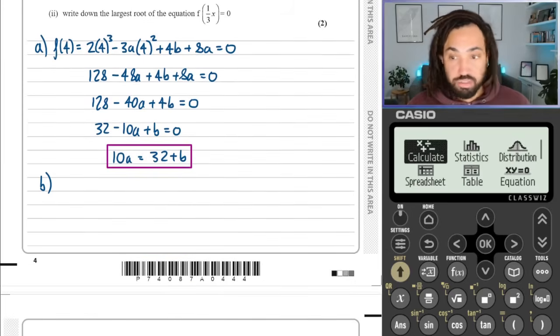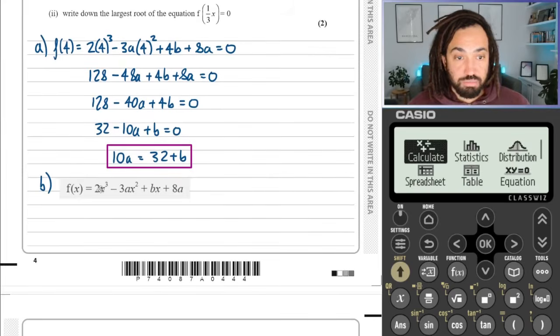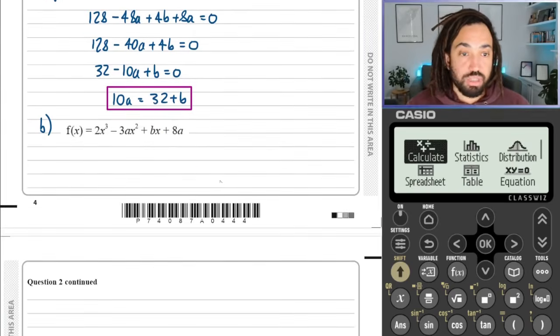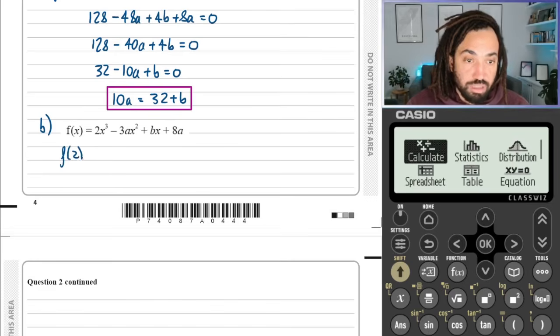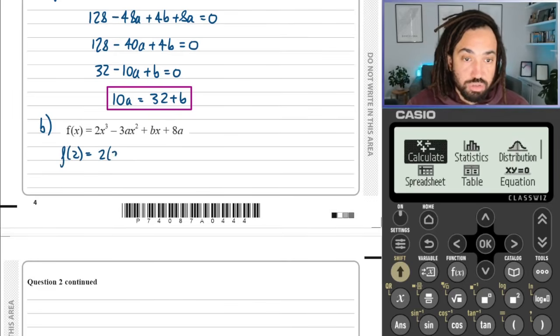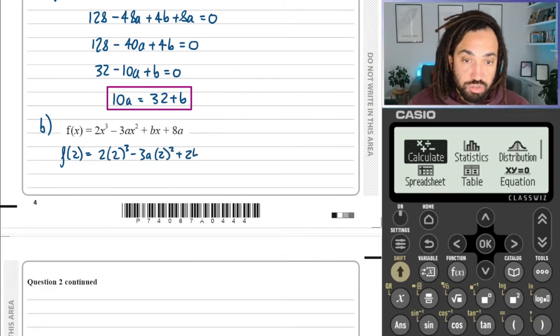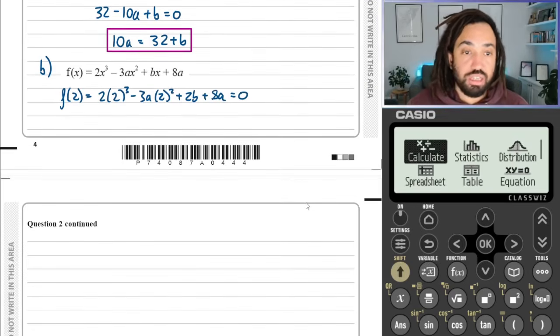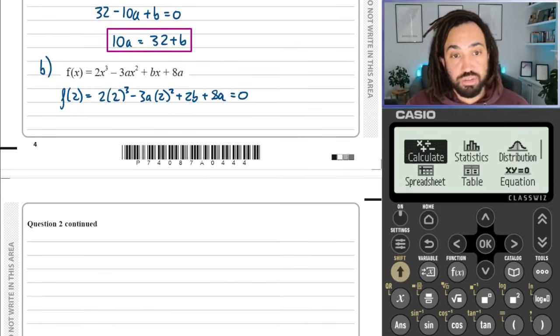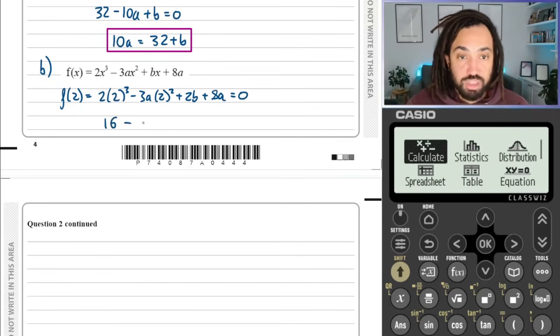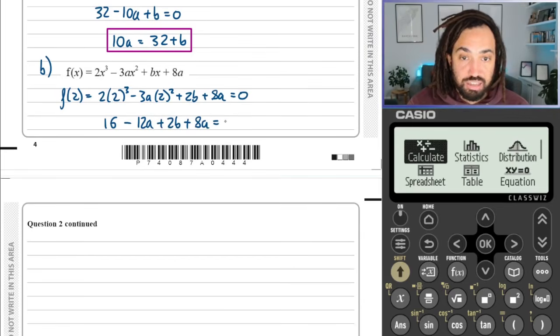Okay, so we need that function back here, so let's just plonk it here, and then let's do f of 2 this time, which would give us 2 lots of 2 cubed minus 3 lots of a 2 squared plus 2b plus 8a is equal to 0. So just subbing in 2 there. Right, what's this going to give us then? So that is 16 minus 4 times 3 is 12 plus 2b plus 8a is equal to 0.